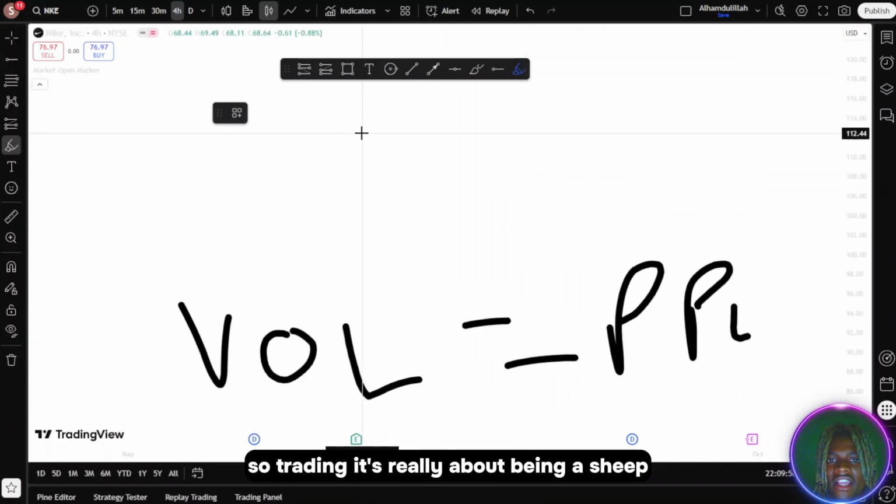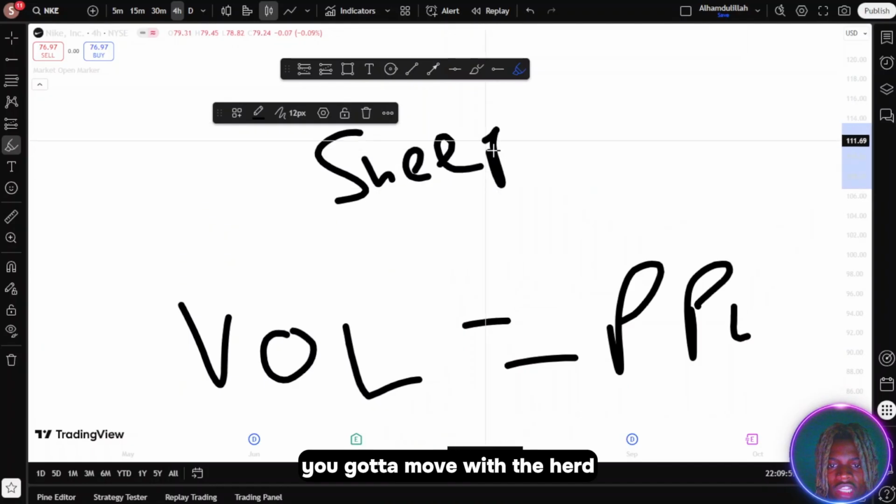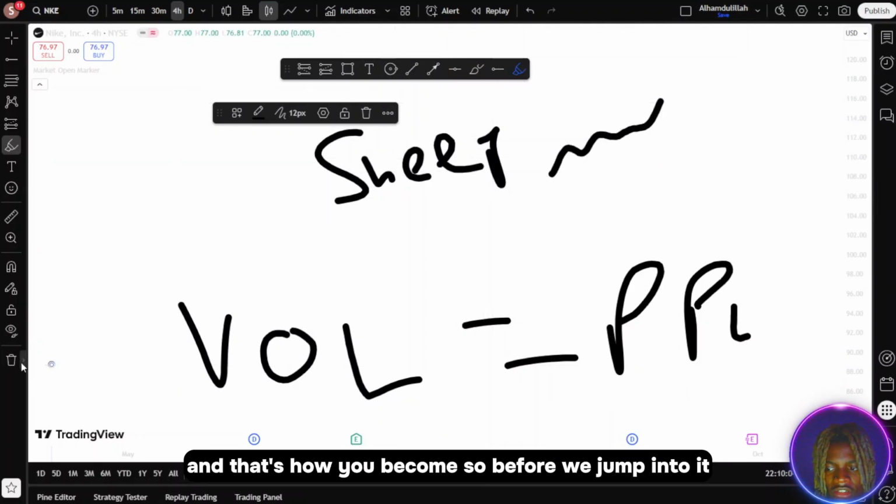Trading is really about being a sheep. You've got to move with the herd. Wherever the herd is moving, you're moving.